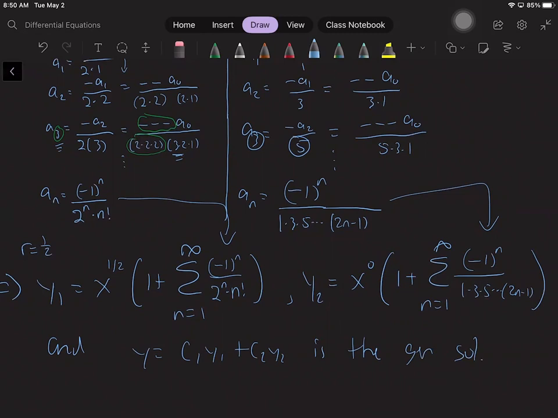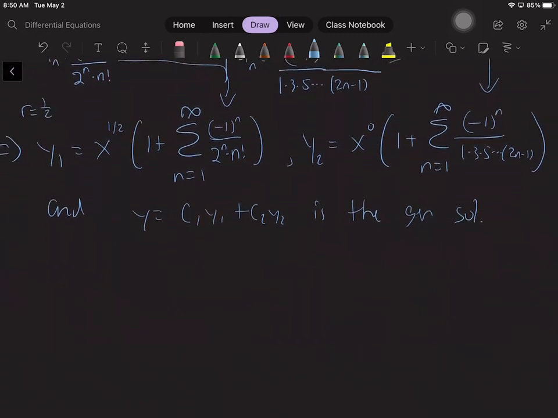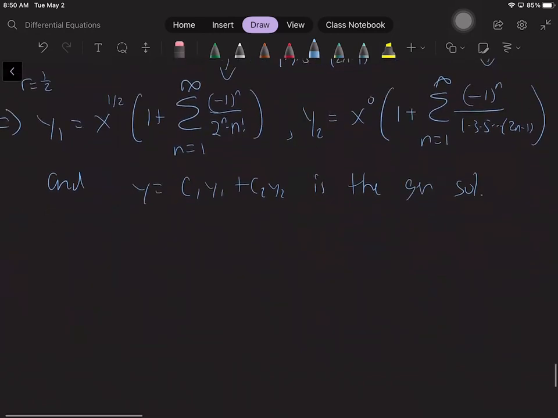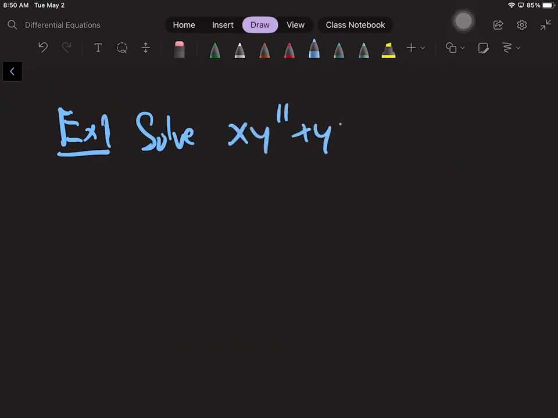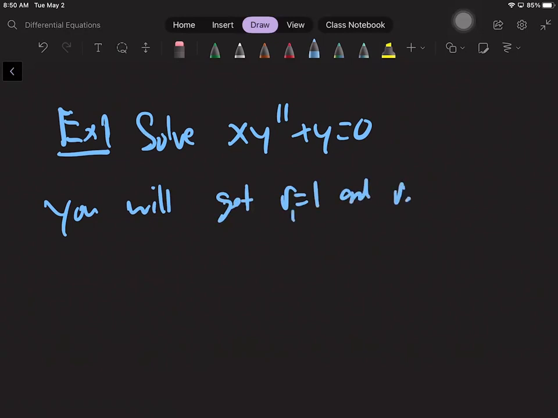So it'll take forever. The last part of this lecture is just going to be a little summary of things that could happen. I'm not going to do this whole next example, but I want to say what will happen if you work it out. If you solve x y double prime plus y equals 0, you will get r equals 1 and r equals 0. And what's weird, they will give you the same solution. They will give the same series.